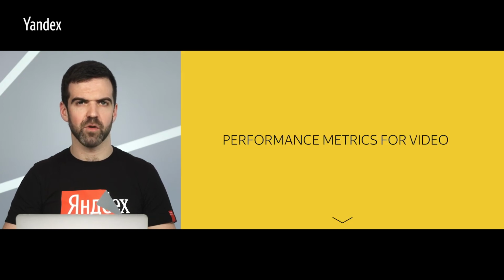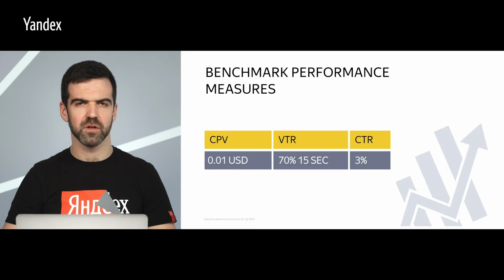Now let's look at the performance metrics for video. To assess the effectiveness of your video campaigns correctly, it's best to look at the cost per view, CPV. Here you can see several metrics that you can use to assess your video campaigns. Advertisers pay, on average, 1 US cent per view. The VTR for a 15-second clip is 70%, and the average CTR is 3%.